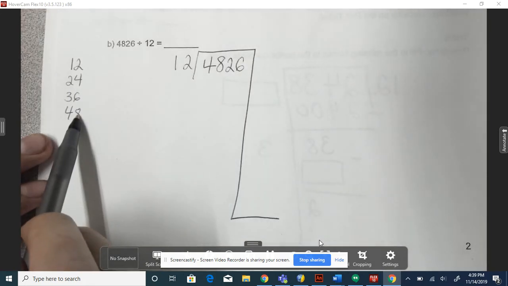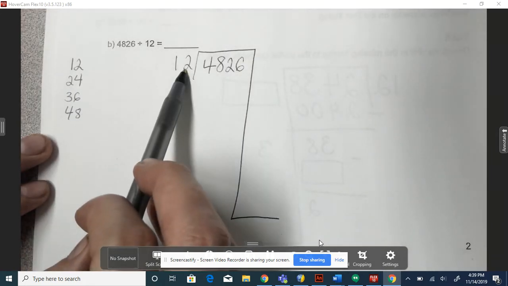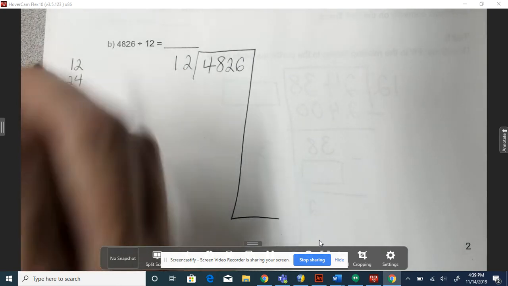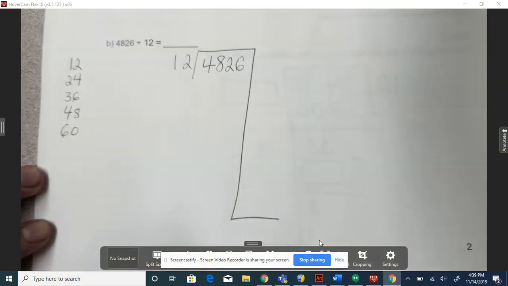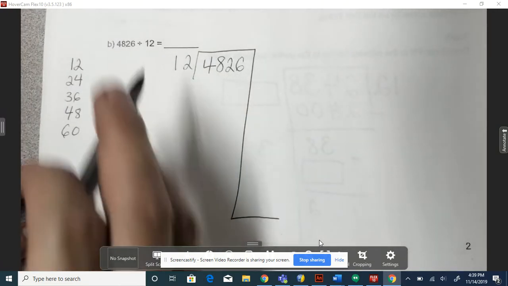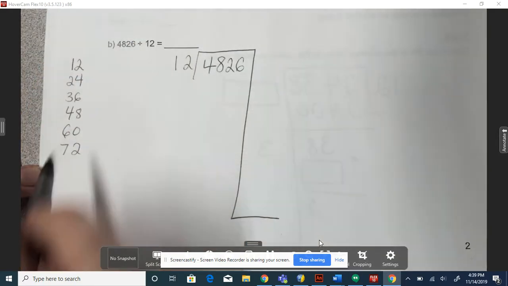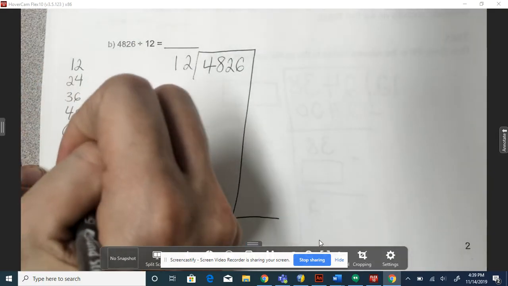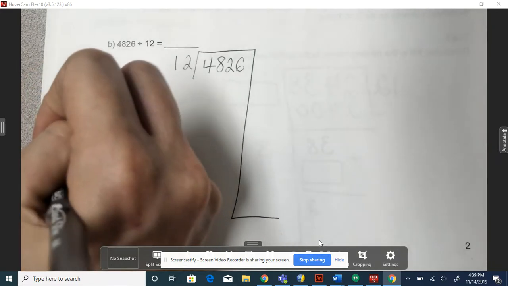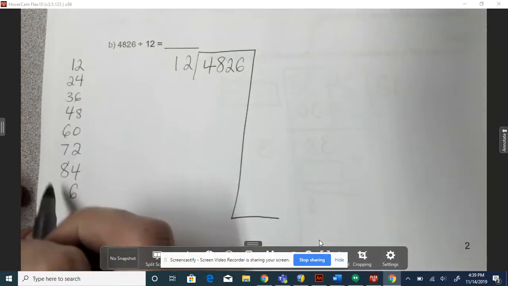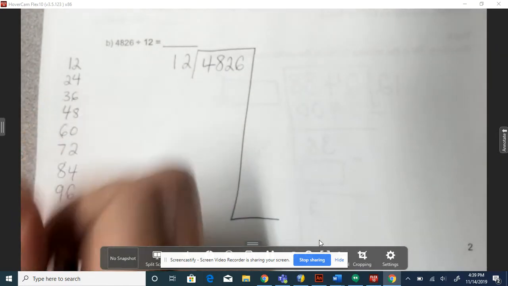Do that again. So let's see, 8 plus 2 is 10, carry the 1. 4 plus 1 plus the 1 we carried is 6. So 60. 0 plus 2 is 2. 6 plus 1 is 7. 2 plus 2 is 4. 7 plus 1 is 8. 4 plus 2 is 6. 8 plus 1 is 9.